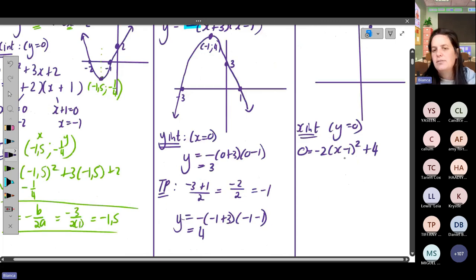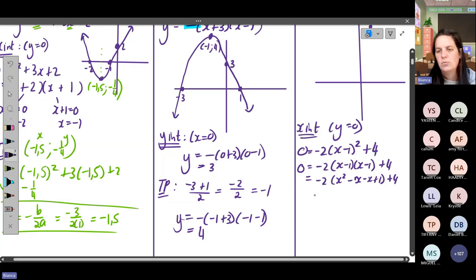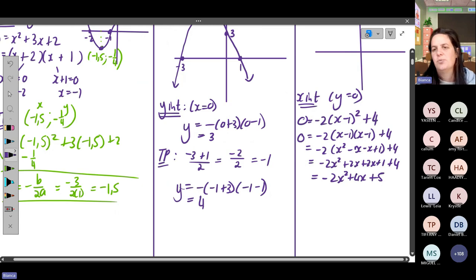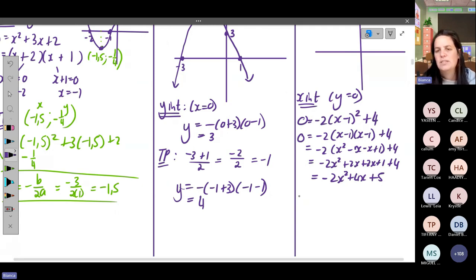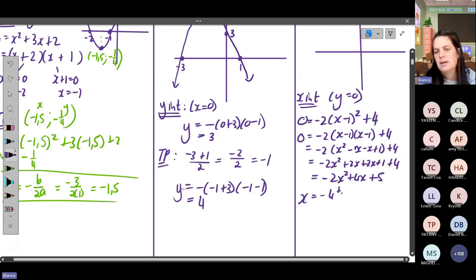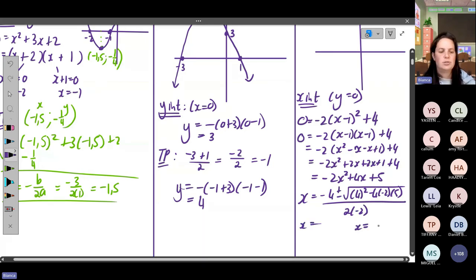Okay, so we times out. If you can't square a binomial, remember to write the bracket out twice and times out carefully. Okay, if you can, that's fine. X squared minus x plus 1 plus 4, and then times into the brackets. Yeah, and then we times out. It's minus 2x squared plus 4x plus 5. And then to find the x-intercepts at this point, I would just use the quadratic formula. Okay, so we would say x equals minus b plus minus the square root of b squared minus 4ac over 2a, and then type it in twice, once with a plus, once with a minus. Show your substitution so that you can keep track.